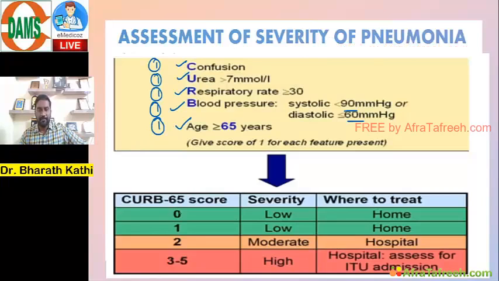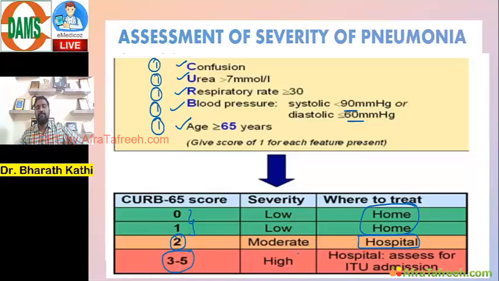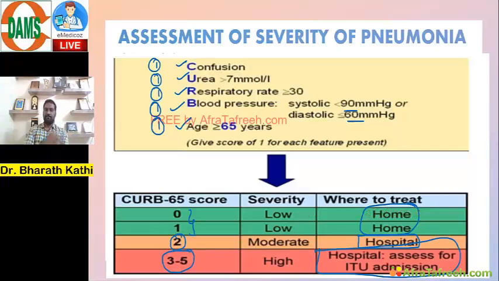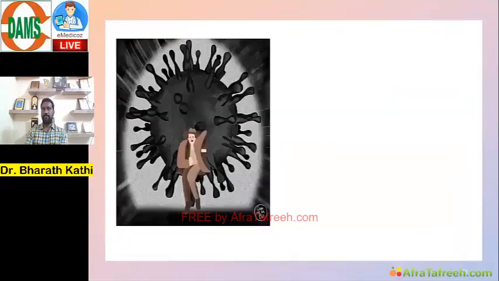suspected pneumonia. If his score is low, 0 or 1, the patient can be managed at home. If his score is 2, definitely hospital admission. If the patient's score is 3 to 5, consider it as severe pneumonia. The patient may require ICU admission. So you should know where to treat the patient with pneumonia according to the CURB-65 score: when to treat at home, when to treat in the hospital ward, and when the patient might require ICU admission.